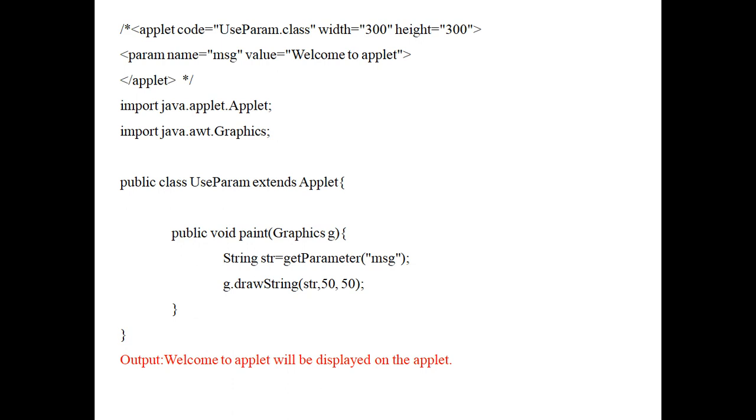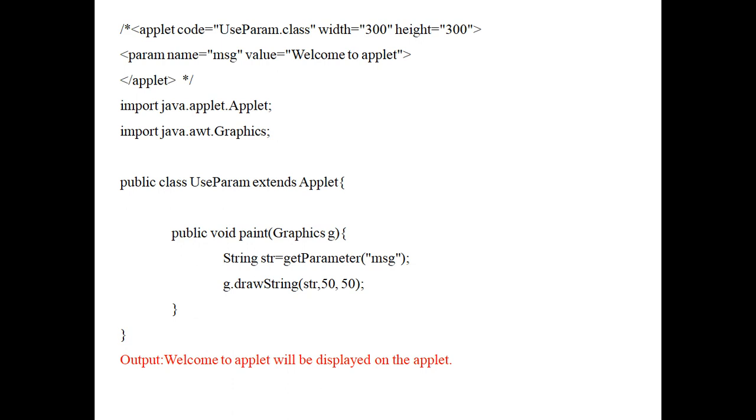So I have defined only the paint method here, public void paint(Graphics g), inside which I am retrieving the parameter using the method getParameter. Inside getParameter, I have to give the name of the parameter. What is the name of the parameter? MSG is the name of the parameter. So in double quotes, you have to give MSG. Now getParameter is a method which will return the value of the parameter. So let's store the value in a string variable called str.